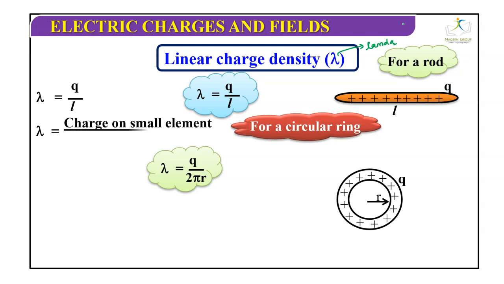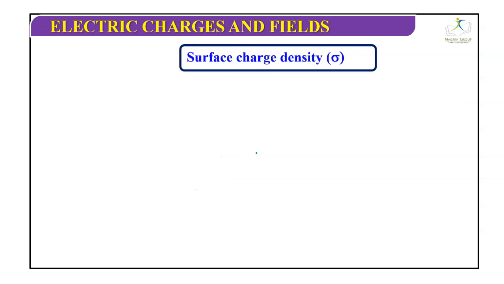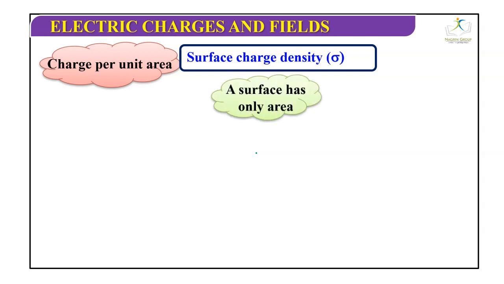Lambda is equal to the charge on a small element divided by the length of the element, so lambda is equal to dq by dl. The unit is Coulomb per meter. Dimension: L minus 1, M0, T1, I1. Moving ahead, there is another one, which is surface charge density, represented by the term sigma. Charge per unit area is defined as surface charge density. That means a surface has only area, and sigma is equal to Q by A.